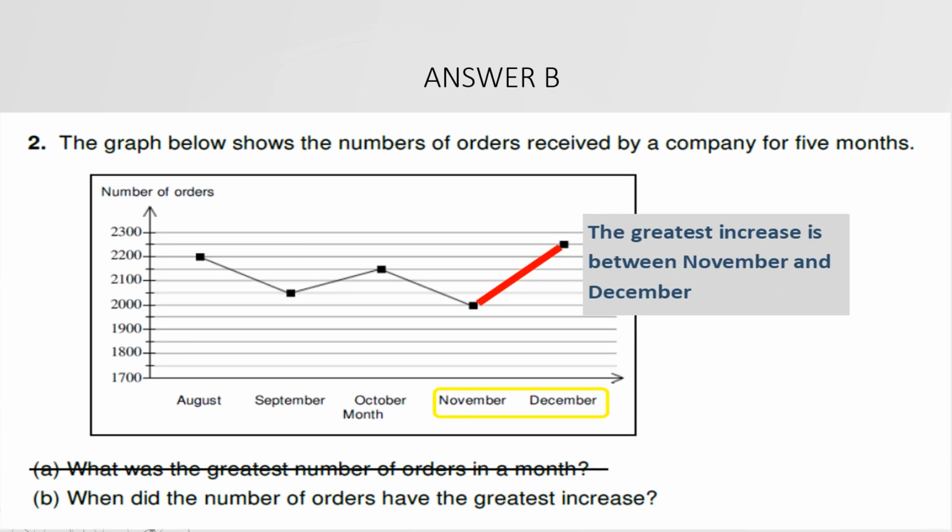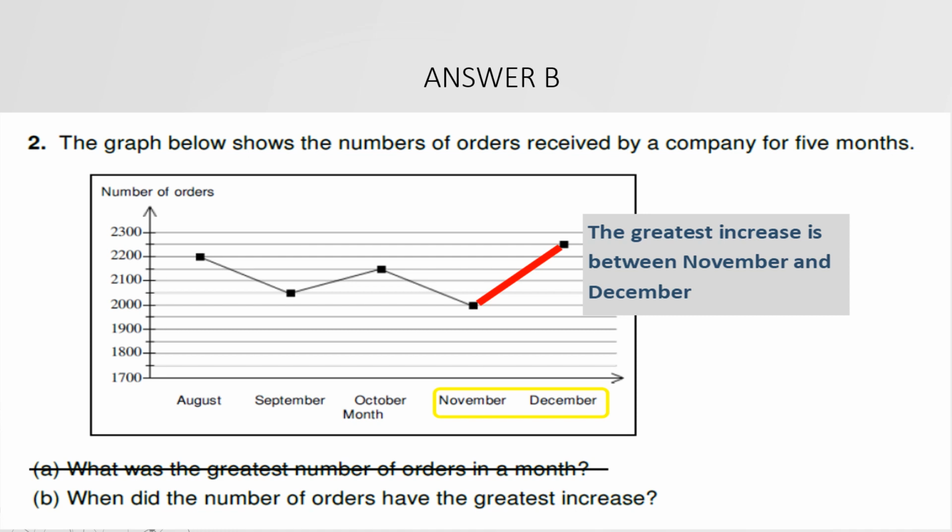Okay, now let's discuss the second question, which is when did the number of orders have the greatest increase? There you can see that the answer is highlighted from November to December. And why? Let's look one by one at the intervals between the couple of months. So from August to September, it actually decreased. So it doesn't work for us because we want increases. Let's see from September to October. From September to October, it increased.